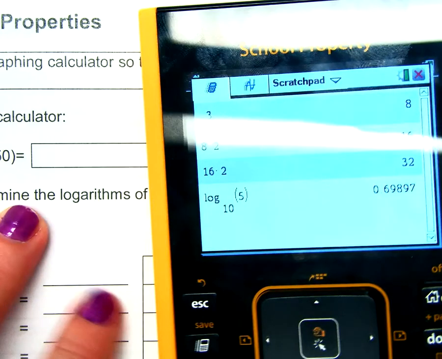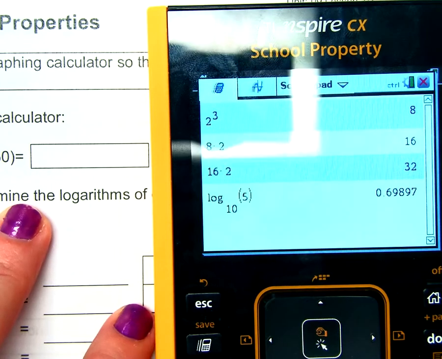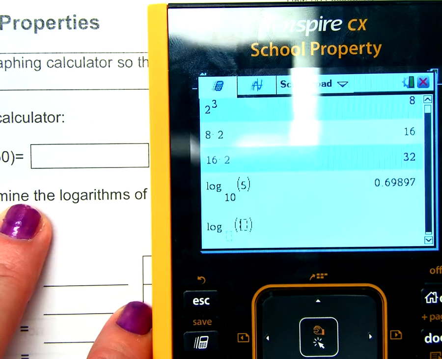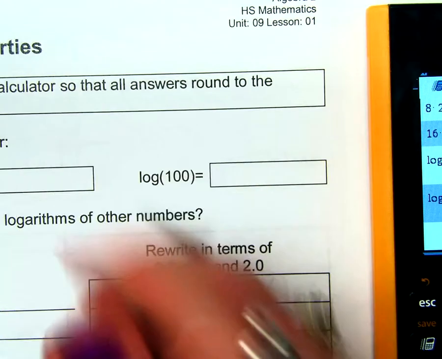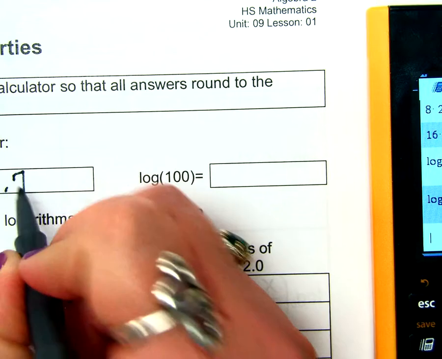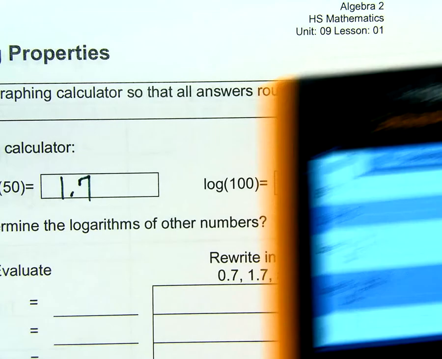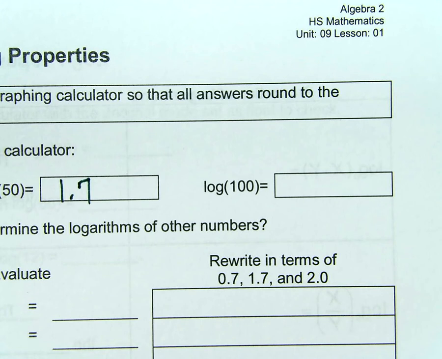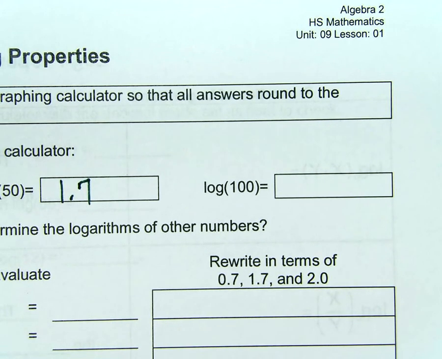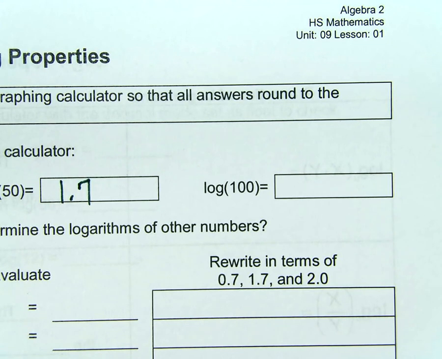So what if we do log of 50? 1.7. And then log of 100. Time out, time out. Don't press it in your calculator. If you already did, you zip it. Because we're going to figure this one out without a calculator. Because we are smart. Smarter than the calculator.